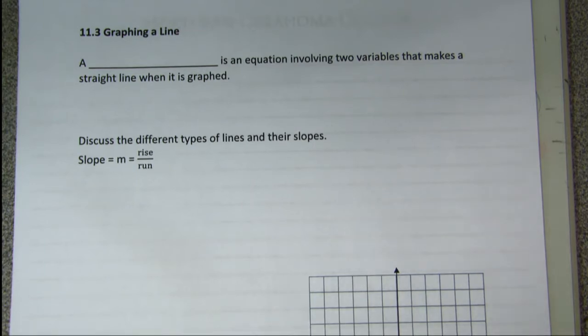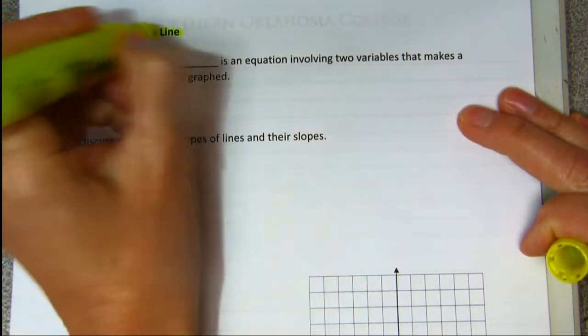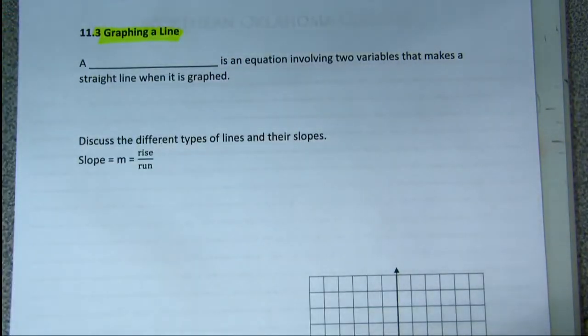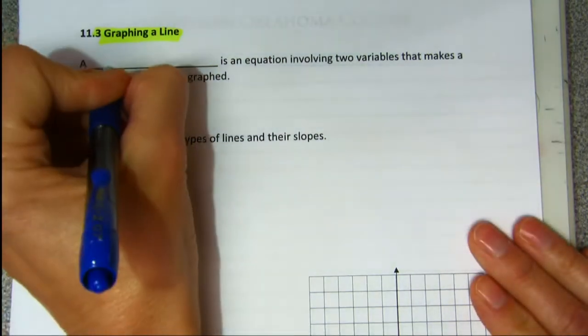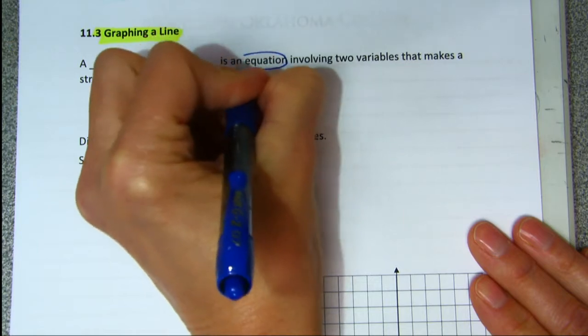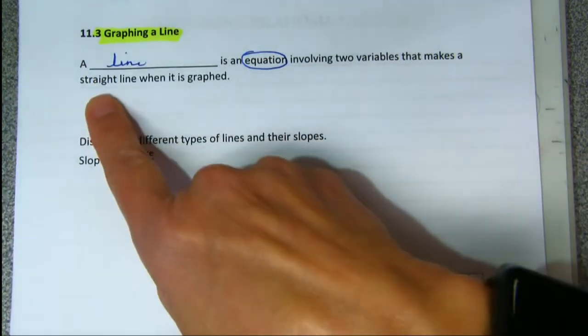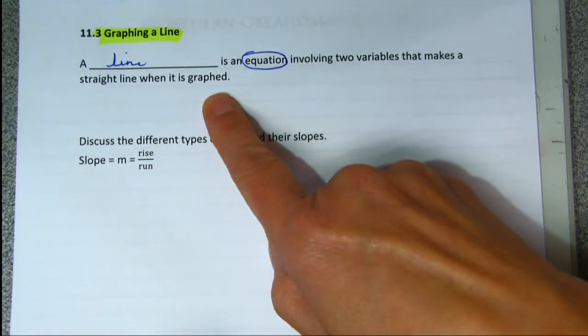We're on the last section for the statistics unit, I'm sorry, unit 5, okay? So we're doing 11.3, and we are going to learn how to graph a line, all right? A line is an equation involving two variables that makes a straight line when it is graphed.